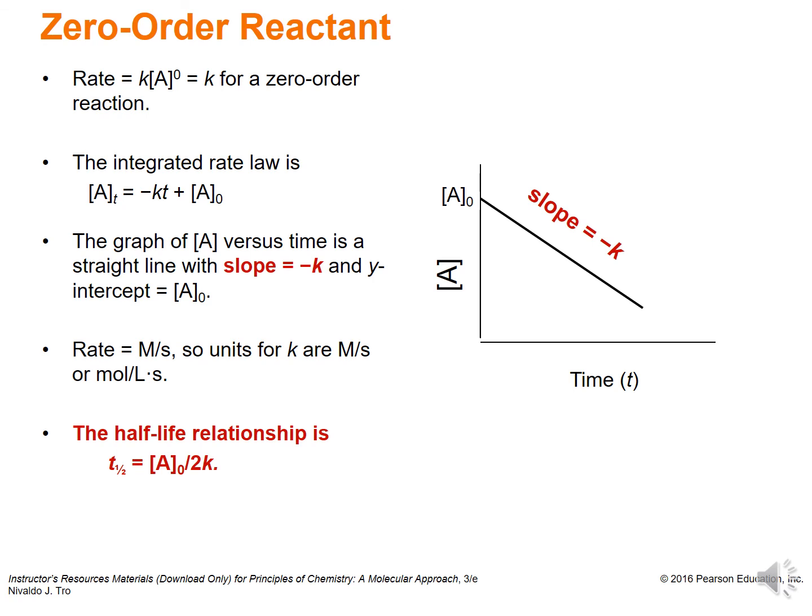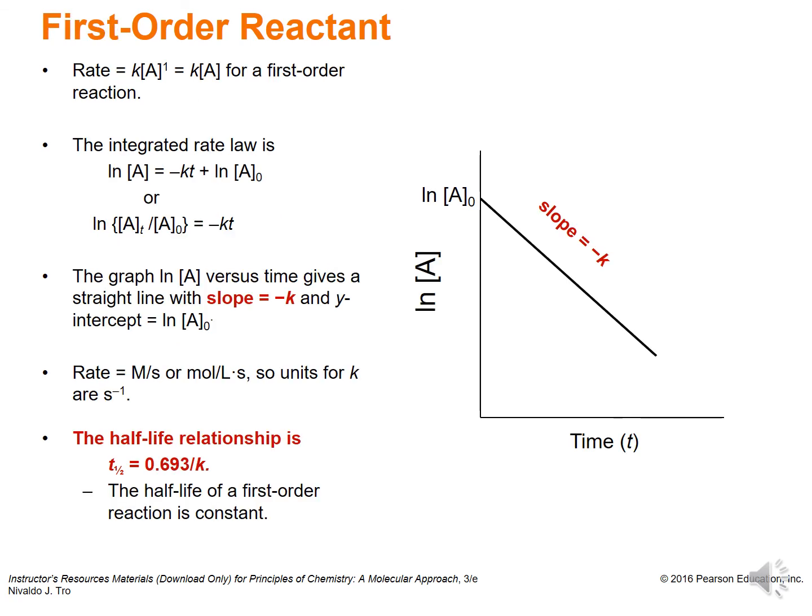that rate constant. If, on the other hand, we think about a first order reactant, now rate is going to be k times the concentration of A to the first power, or rate equals k times [A], for a first order reaction with only one reactant. The integrated rate law here is going to be the natural log of [A] equals minus kt plus ln [A]0, or we can rearrange that, if you know your rules of logs and natural logs, ln([A]t/[A]0) equals minus kt, is another way to represent that idea.